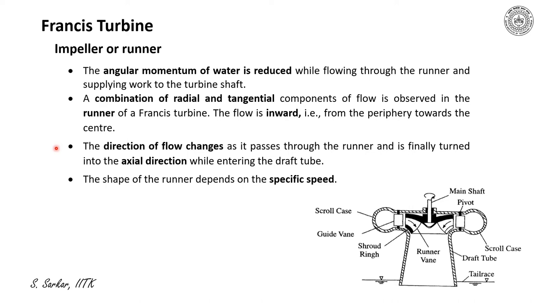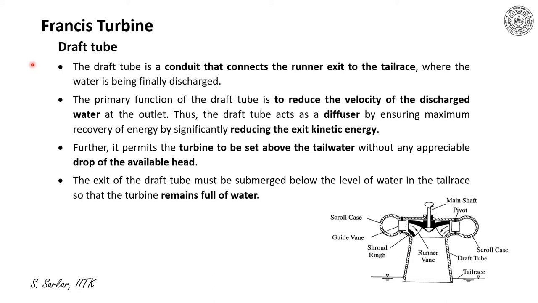The draft tube, as indicated here, is a conduit that connects the runner exit to the terminus where water is finally discharged. The primary function of the draft tube is to reduce the velocity of the discharge water at the outlet. Thus, the draft tube acts as a diffuser by ensuring maximum recovery of energy by significantly reducing the exit kinetic energy. Further, it permits the turbine to be installed above the tailrace without any significant drop of available head.